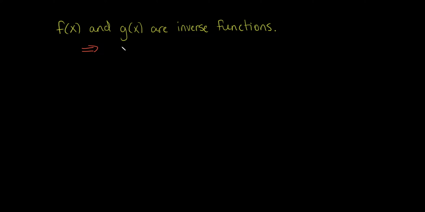This means that if we take f of g of x, so we have a composition here, this is always going to equal x. Somehow they are inverse functions like this.